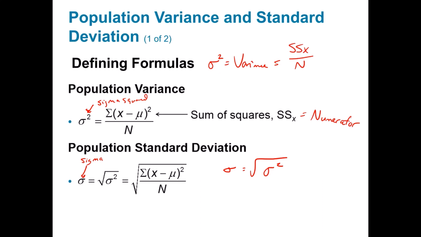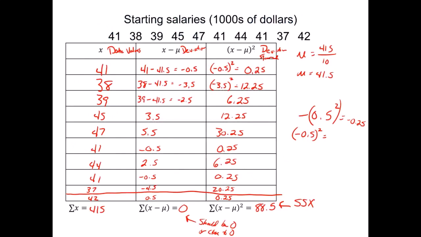And it's really not hard, it's just tedious, right? So once you've done that table and added up that last column, you have your sum of squares. So then to get variance, it's literally the sum of squares divided by n for a population. So our variance is going to be the 88.5 divided by n. What was n here? N was 10. So 8.85 is our variance.